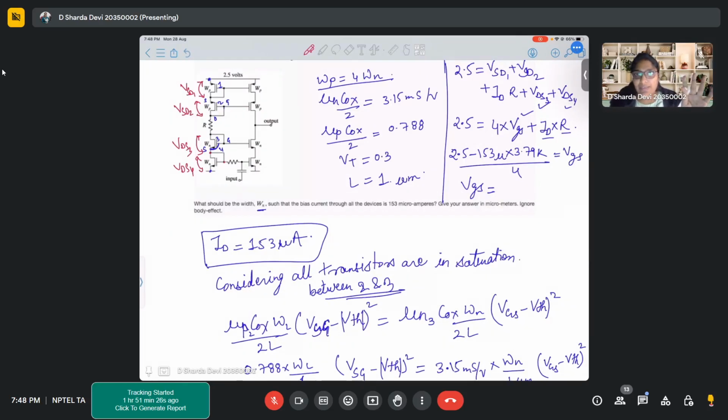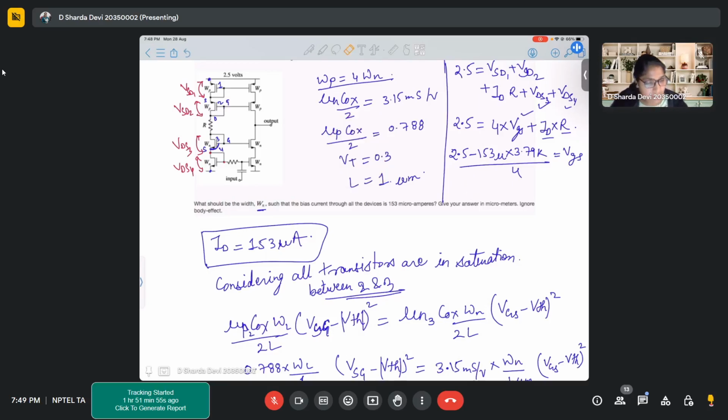Yes, ma'am. That means all the transistors will have same VGS or VSG, right? Yes, ma'am. So it will bring us to that all the transistors will have equal drop between their source and drain. So that's how we came to this 2.5 equal to 4 times of VGS plus IDR. Okay.